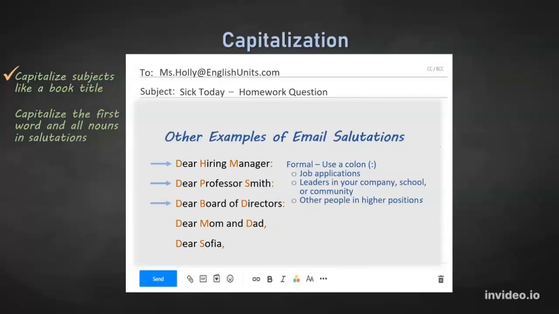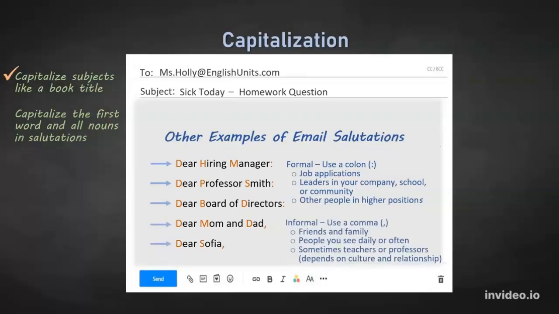You need to use a formal email salutation when you're writing emails with job applications, emails to leaders in your company, school, or community, and emails to other people in higher positions. The other type of email salutation is an informal salutation, like the last 2 that you see here. At the end of an informal salutation, the punctuation you use is a comma. Informal salutations are used when you write to friends and family, people you see daily or often, and sometimes to teachers or professors. It depends on the culture and the relationship you have with the person, just as any email salutation does. So we've covered what to capitalize in the email subject and salutation.